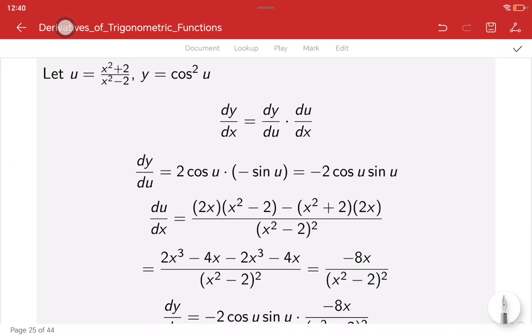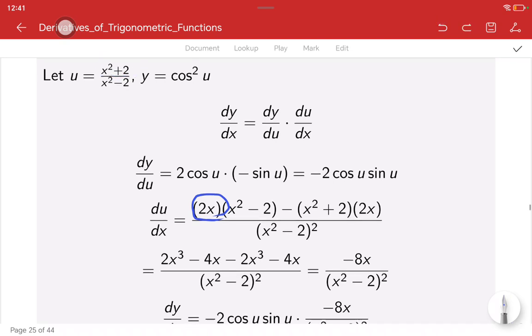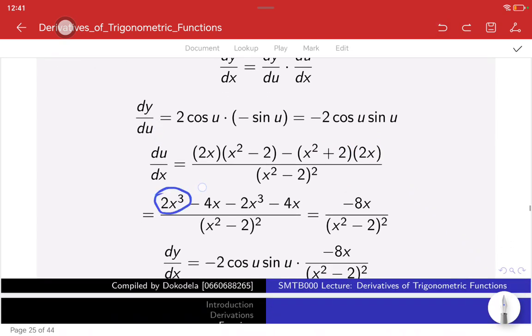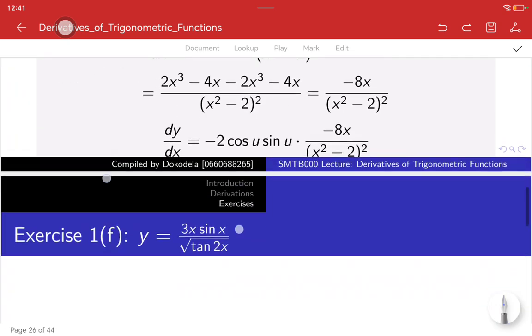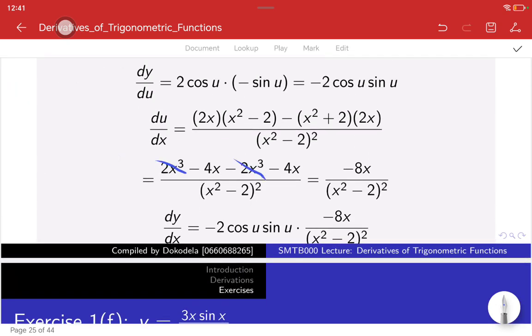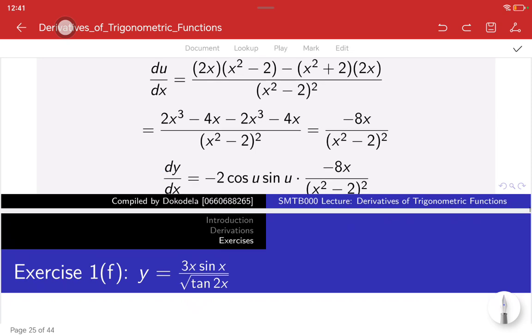When you derive the u, we do what? We derive the numerator first, which when I derive the numerator I get 2x, I keep the denominator. You see right now, minus, now I keep the numerator, derive the denominator. When I simplify the numerator, I'm going to get this. I believe that everyone knows how to simplify, right? You just simplify like that. And then from here, this will cancel this, then that one will give us minus 8x.